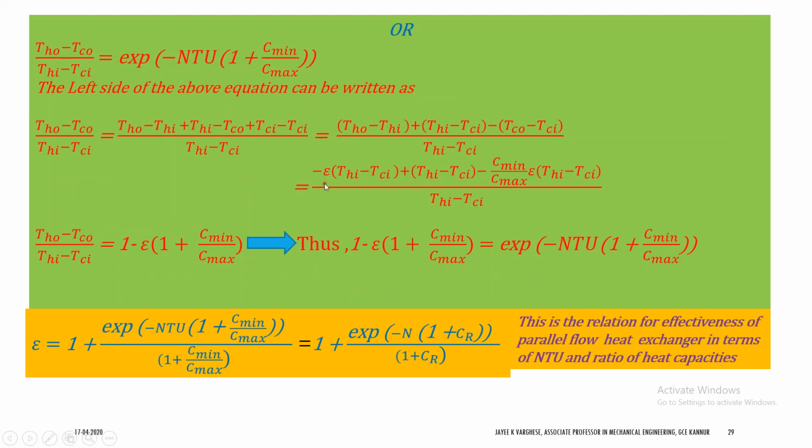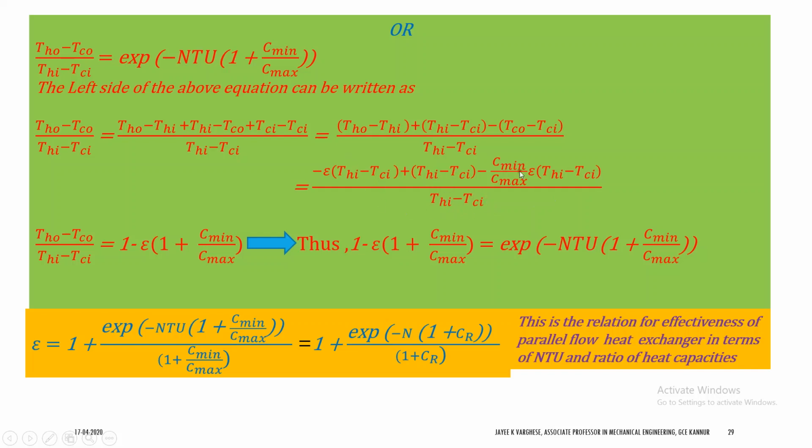So THO minus THI will be minus epsilon into THI minus TCI, and this THI minus TCI we will keep as such. And again TCO minus TCI will also be written in terms of the denominator here, THI minus TCI. So that will be, as I said, minus C min by C max into epsilon into THI minus TCI. Now it is very easy, like we have a THI minus TCI, the first term, second term and third term, which is same as the denominator.